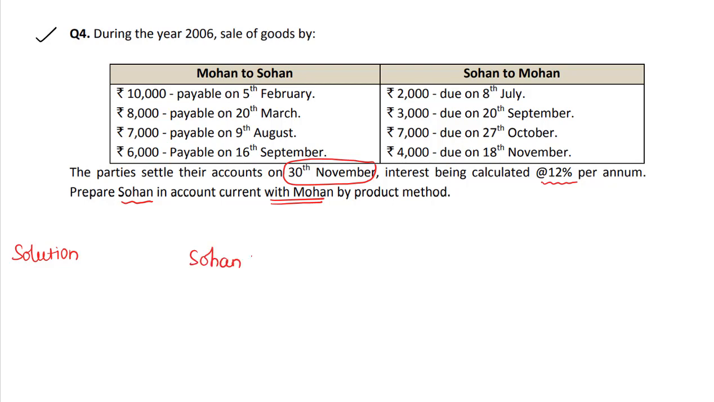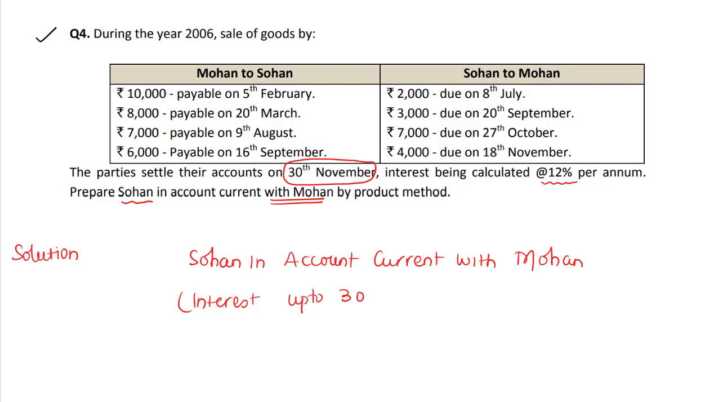Sohan in account current with Mohan. Interest up to 30th November 2006 at the rate 12% per annum needs to be calculated.